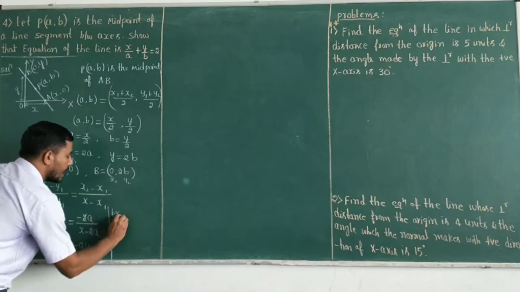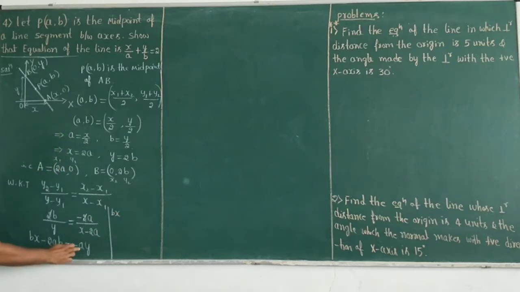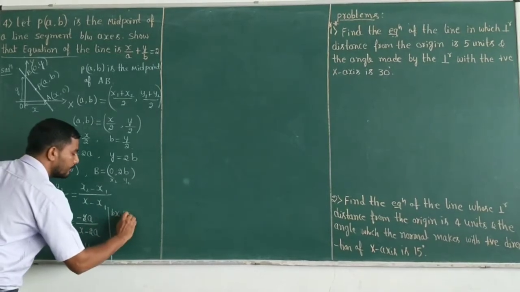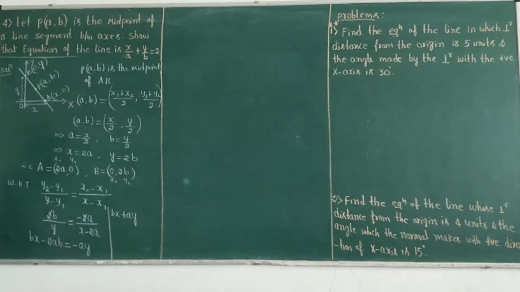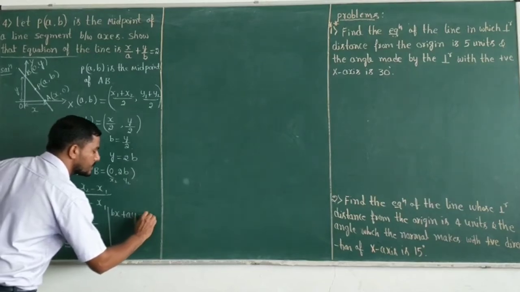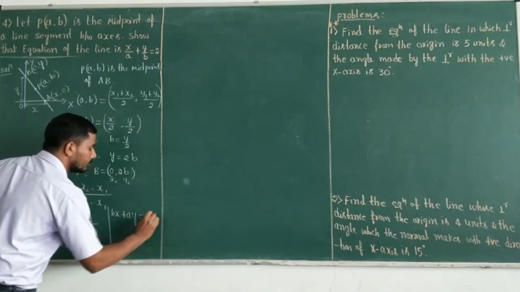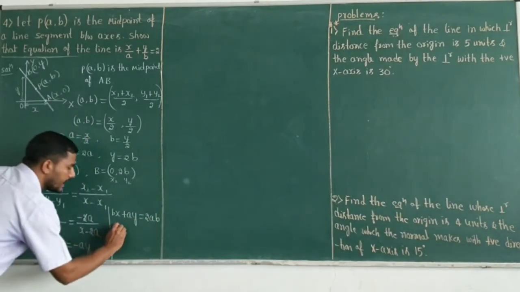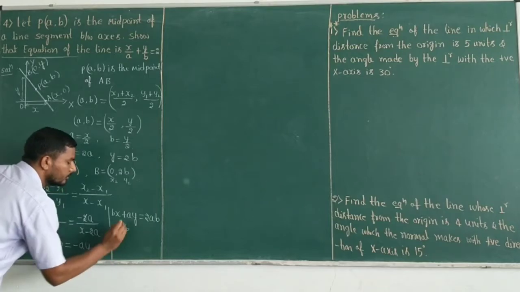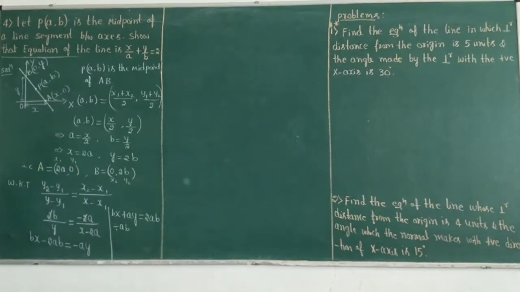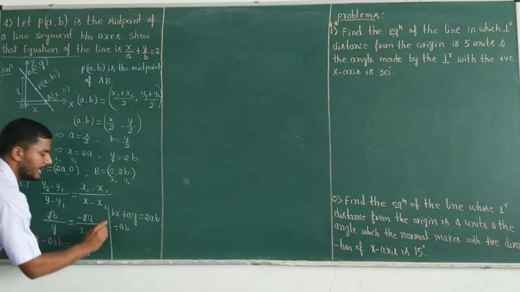Here b into x minus ay can be written as plus ay. So minus 2ab, take to the right hand side, it becomes plus 2ab. So throughout the equation divided by ab. We get bb are getting cancelled.